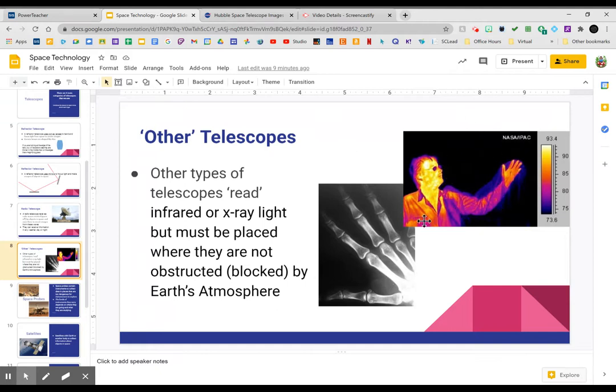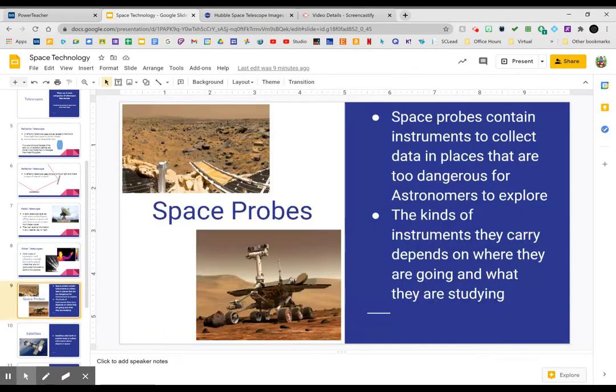Okay. But a lot of times these will be connected to a computer and show us an image on the computer screen, instead of you being able to just look through the telescope and see things with it, like what we talked about with the reflector and refractor telescopes. Okay. All right, now the next kind of space technology. We're done with the telescopes now.